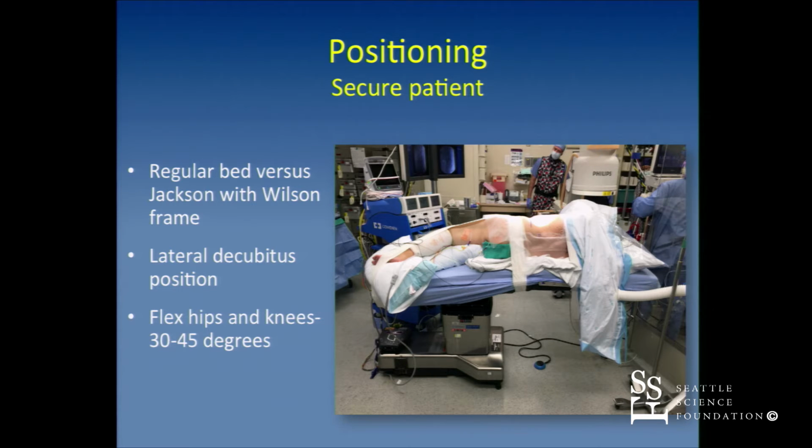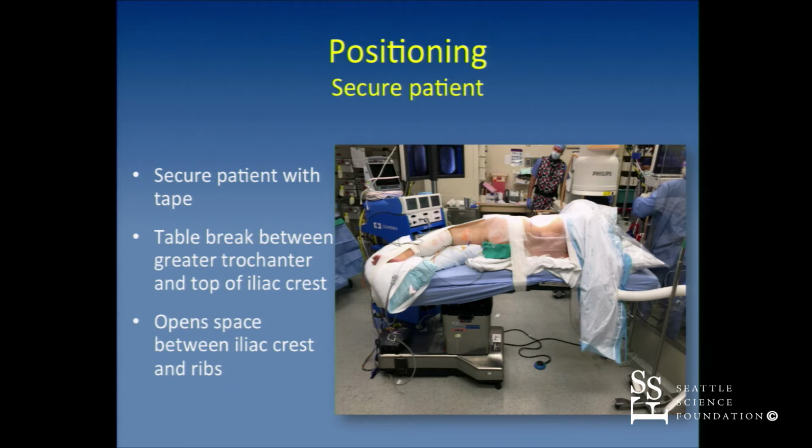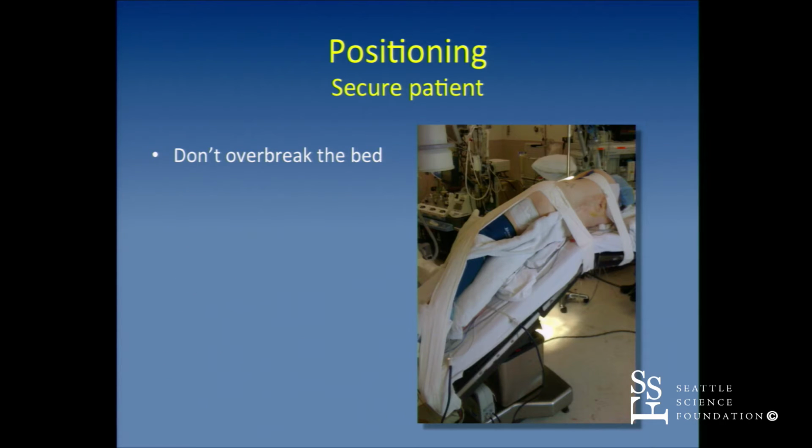The patient's placed in a lateral decubitus position, and the key here is to make sure you flex the hips and knees to 35 to 40 degrees or 45 degrees. This takes tension off the lumbar plexus as well as the psoas muscle, reducing those postoperative complications of anterior thigh symptoms. So next is to secure the patient with tape. And then you'll want the table break between the greater trochanter and the top of the iliac crest, such that when you break the bed, you'll open up the distance between the iliac crest as well as the ribs to allow better access to the disc spaces. So don't overbreak the bed.